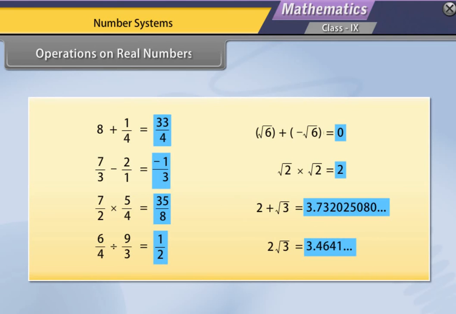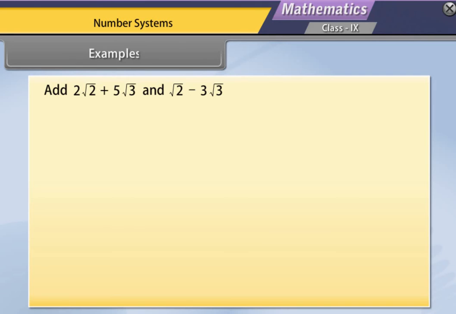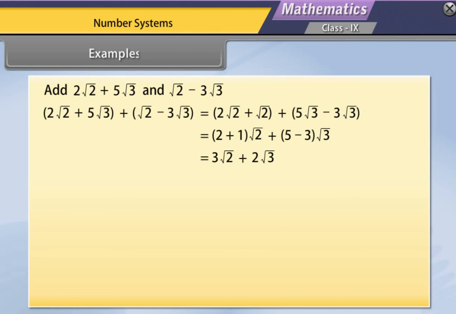Let us go through some examples now. Examples. Let's add 2 square root 2 plus 5 square root 3 and square root 2 minus 3 square root 3. We can write it in this way also. Hence, the answer we get is 3 square root 2 plus 2 square root 3.